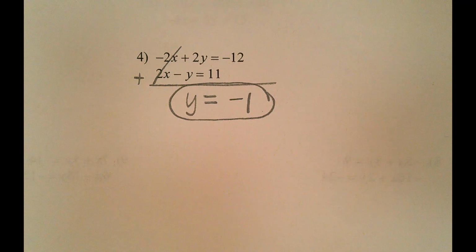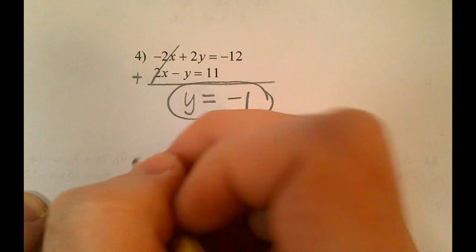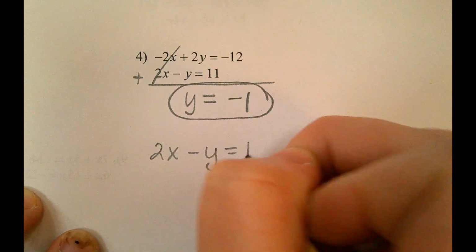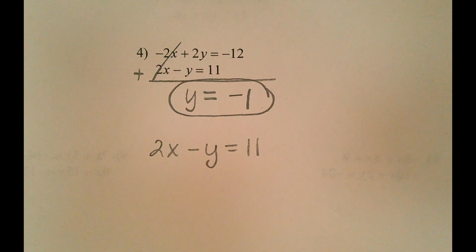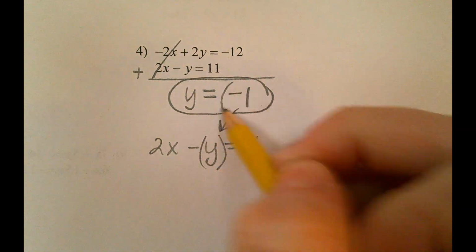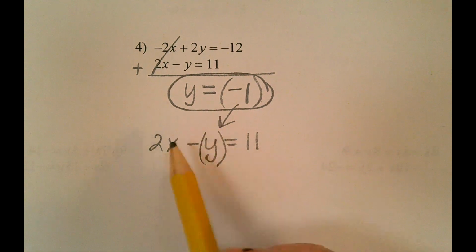So, now that I know y is negative 1, what should I do? Plug it in. Which equation? The bottom. Yeah, let's do the bottom one. I'm going to rewrite it. I got 2x minus y equals 11. And so how do I plug that in? Parentheses. So that negative 1 goes where y goes. So I'm going to rewrite this problem.